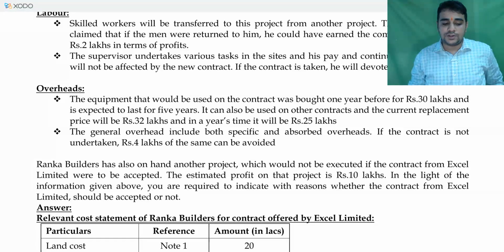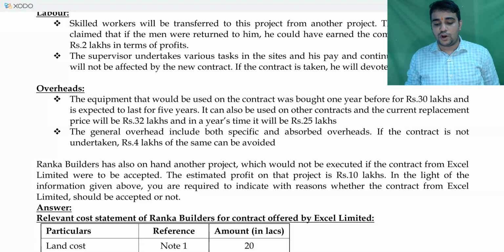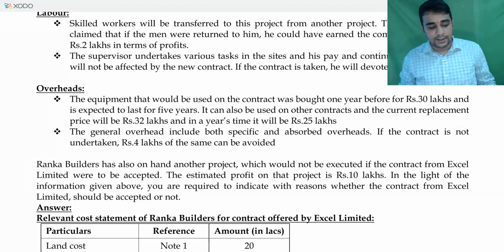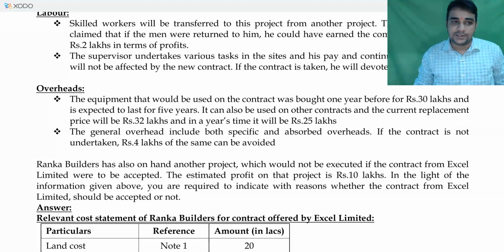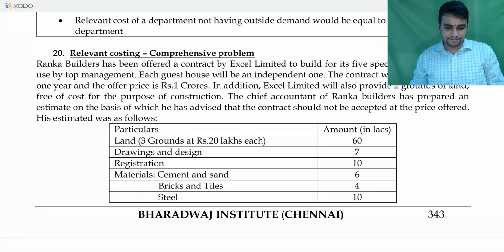Ranka Builders also has another project which would not be executed if the contract from Excel Limited were to be accepted. The estimated profit on that contract is 10 lakh. We are required to revise this estimate and then decide whether the contract is to be taken up or not. Let's start.